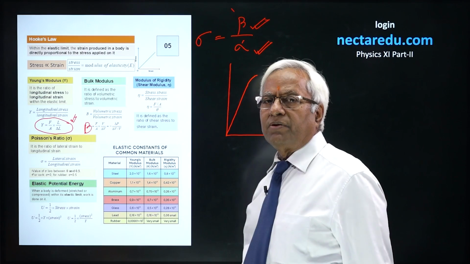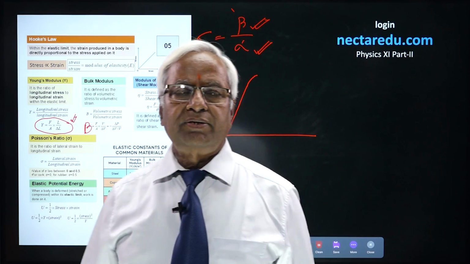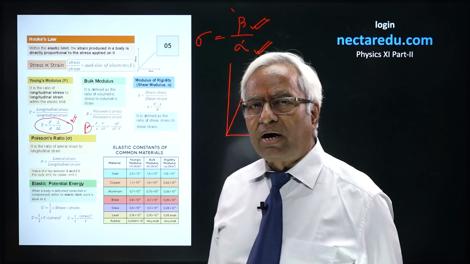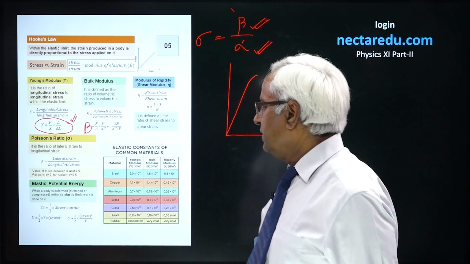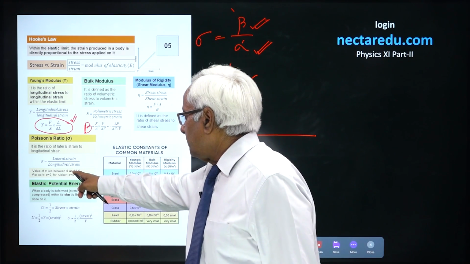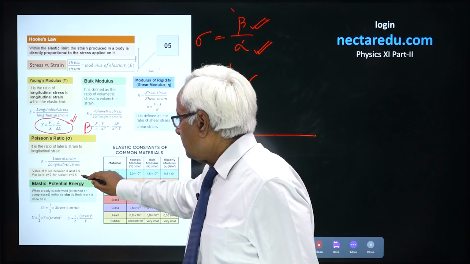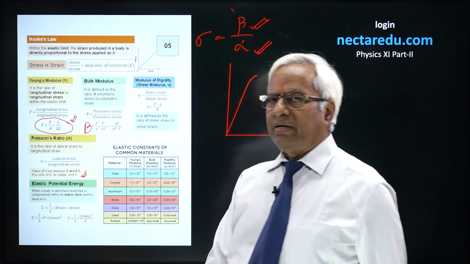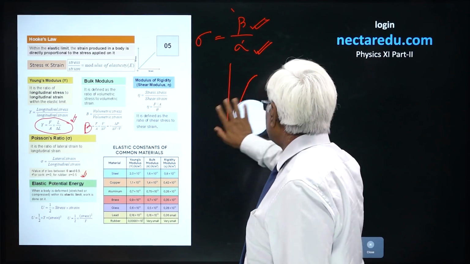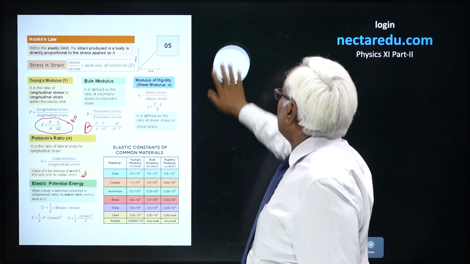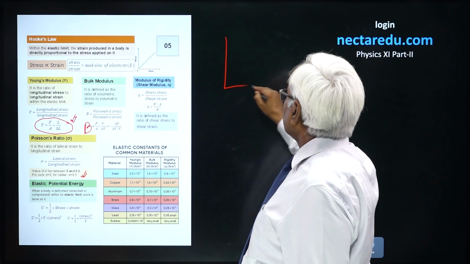If the material is perfectly incompressible, then it's going to be 0.5. But normally we find its value lies between 0 and 0.5. For cork and for rubber, the values have been given separately. Now, let's start from force and extension.